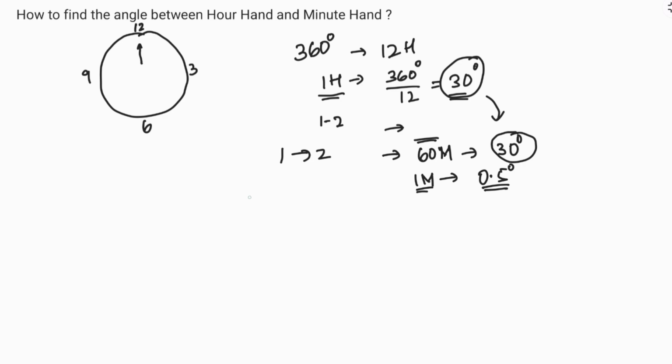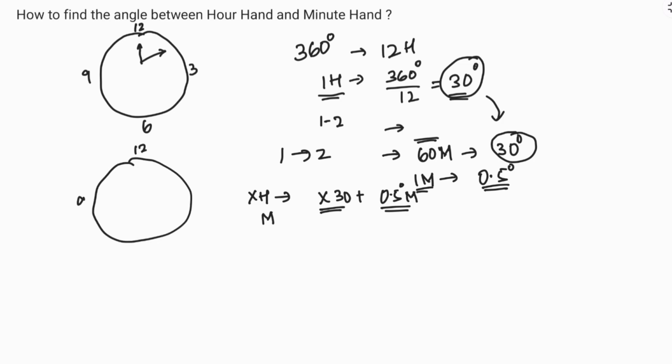So I can say that at every x hours my hour hand is at a position of x into 30 plus the minutes, that is 0.5 degree into m. Let's say we have m minutes over here. So 30x plus 0.5m. Now let us calculate how many degrees my minute hand moves.